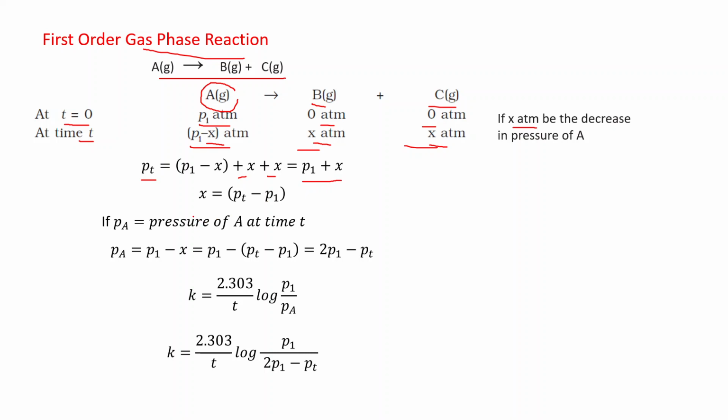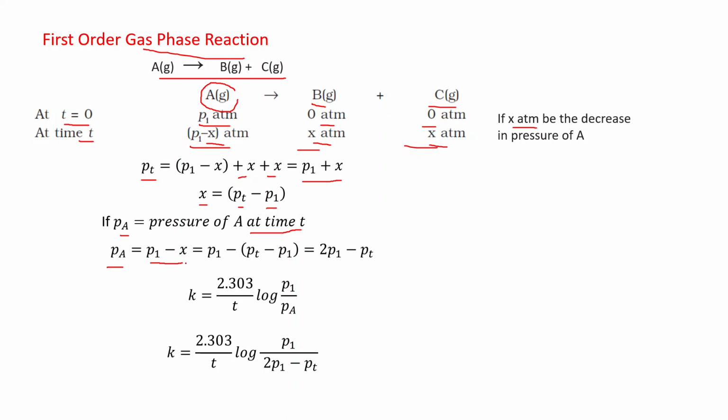And from this we can find out the value of X. X is equal to Pt minus P1. Now if Pa is the pressure of A at time T, then we can say Pa is equal to P1 minus X. Again remember, P1 is the initial pressure of reactant and Pa is the pressure of reactant at time T.